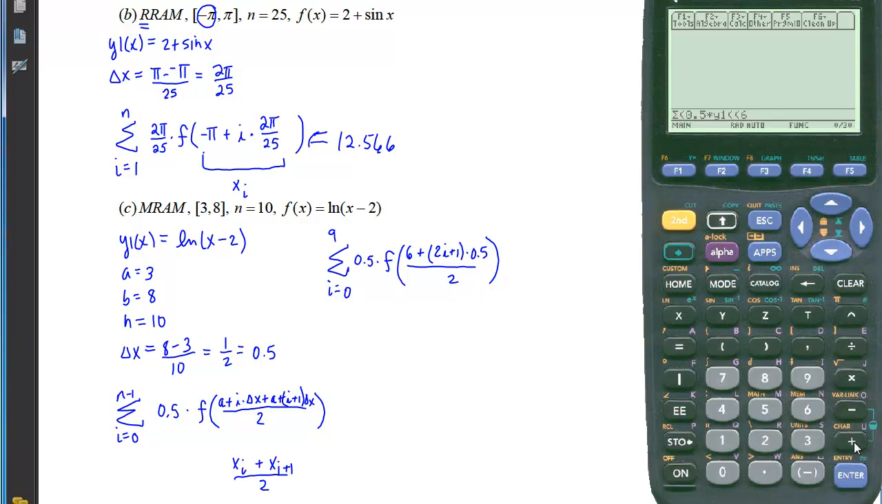So 6 plus 2i's plus 1 times the delta x, close the top of the fraction, divide by 2, close what's inside y1, then tell the calculator what the index variable is and where the index starts and where the index ends. Close it off, diamond enter, and we get 5.759.